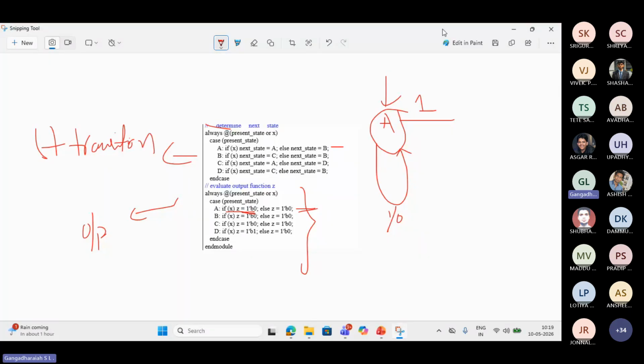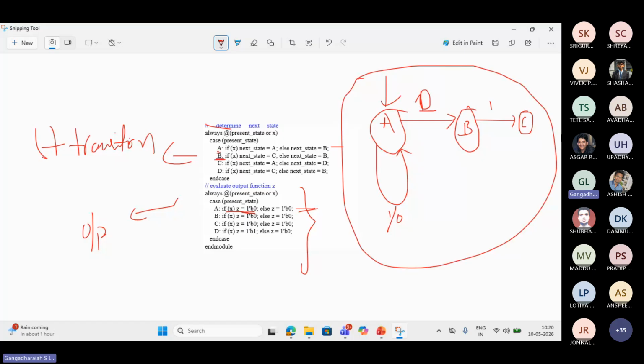Now, if X is 1, this is the case. Else, if X is 0, next state is B. Please understand, next state is B. Now with B as present state, this was with A as present state. With B as present state, if X is 1, next state is C. Please understand. You have this already with you, accordingly you have to write this. That's what you are supposed to do. Else next state is B, means if it is 0.